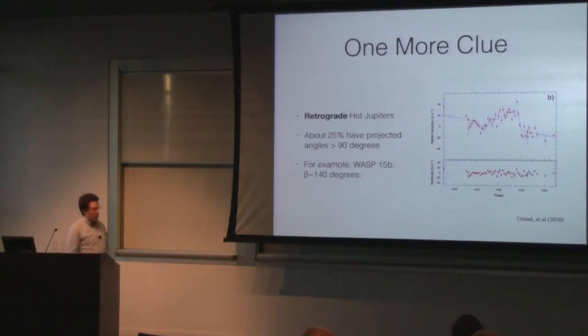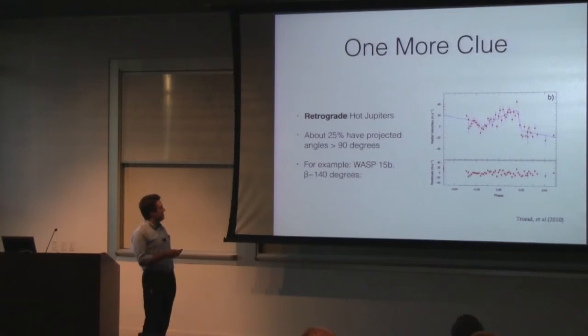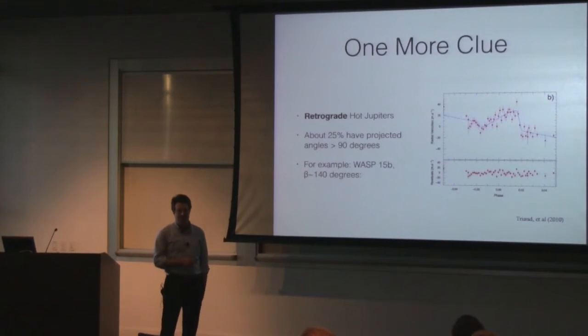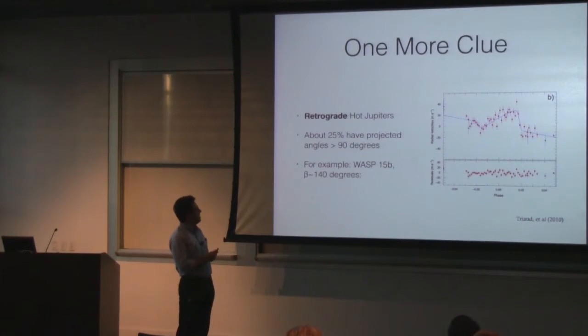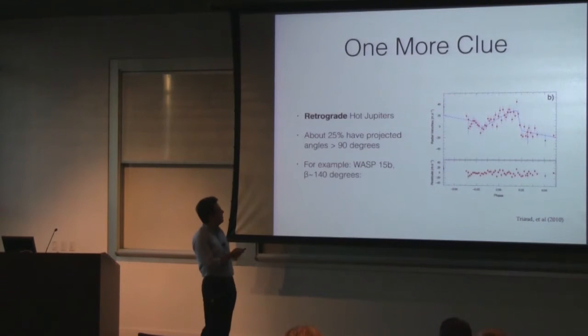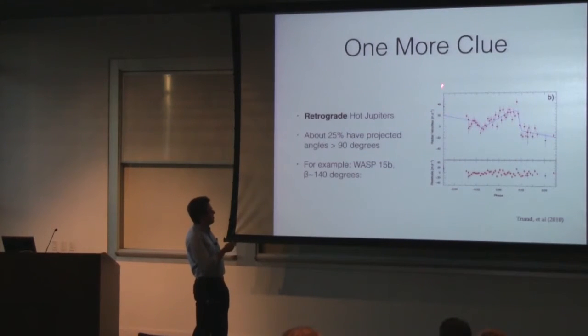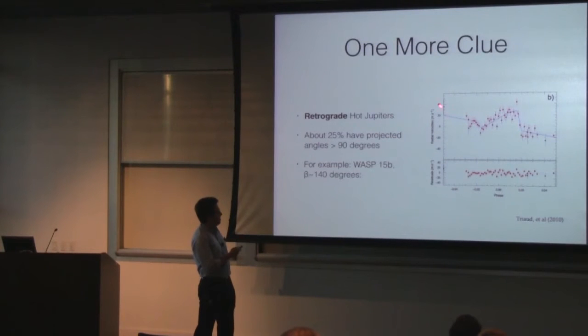There's one more clue. We look at hot Jupiters and we see that some of them are orbiting backwards. The way we do that is through a measurement called the Rossiter-McLaughlin measurement. This is an actual plot of that measurement. The vertical axis here is the radial velocity of the host star, measured with a spectrograph in the way that people do radial velocity measurements. And this is a stretch of that radial velocity measurement right at the transit of the planet.